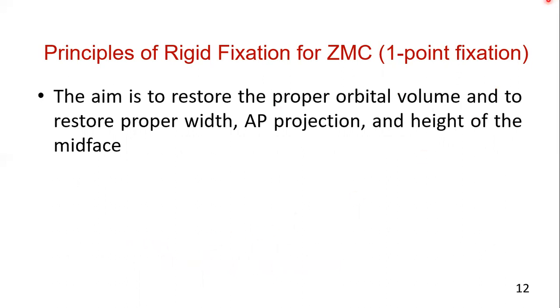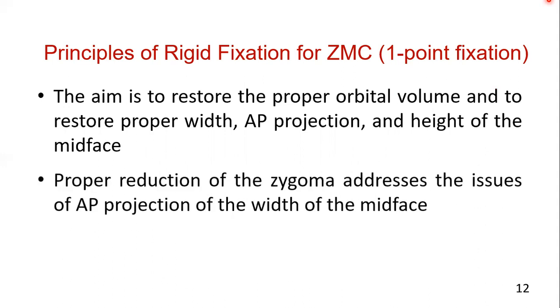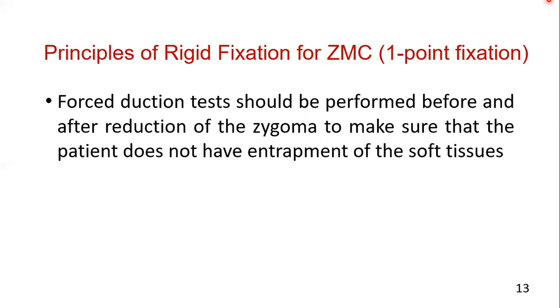Now, what is the aim? Aim is to restore the proper orbital volume. Second is to restore the proper width of the face, that is the anterior-posterior projection, and also the height of the midface. Now, when you do the proper reduction of the zygomatic fracture, then the problem of this AP projection and width of the midface will automatically be resolved by the proper reduction of the zygoma.